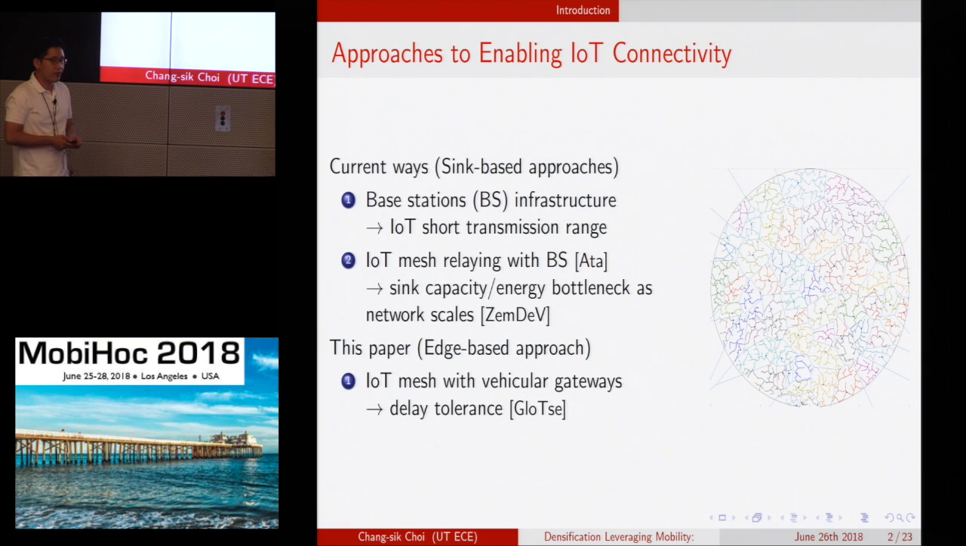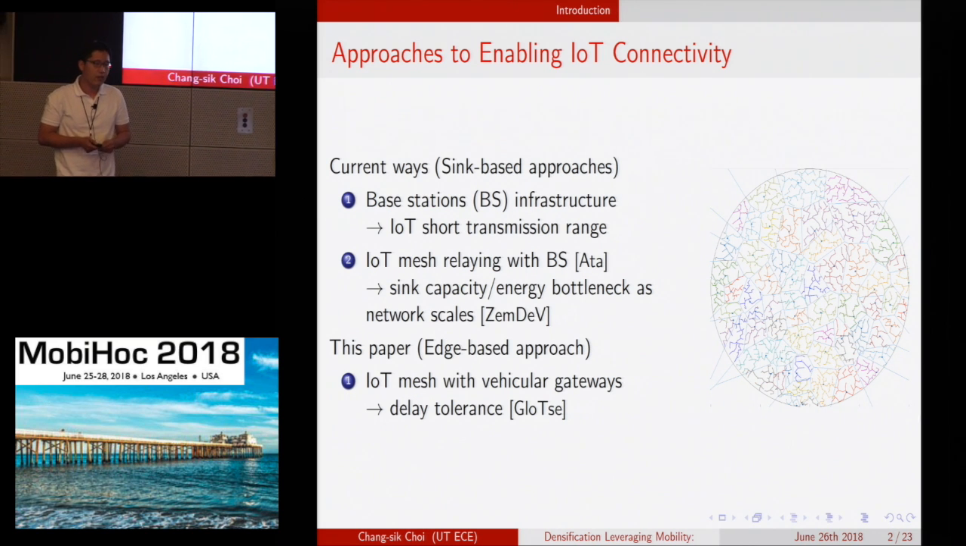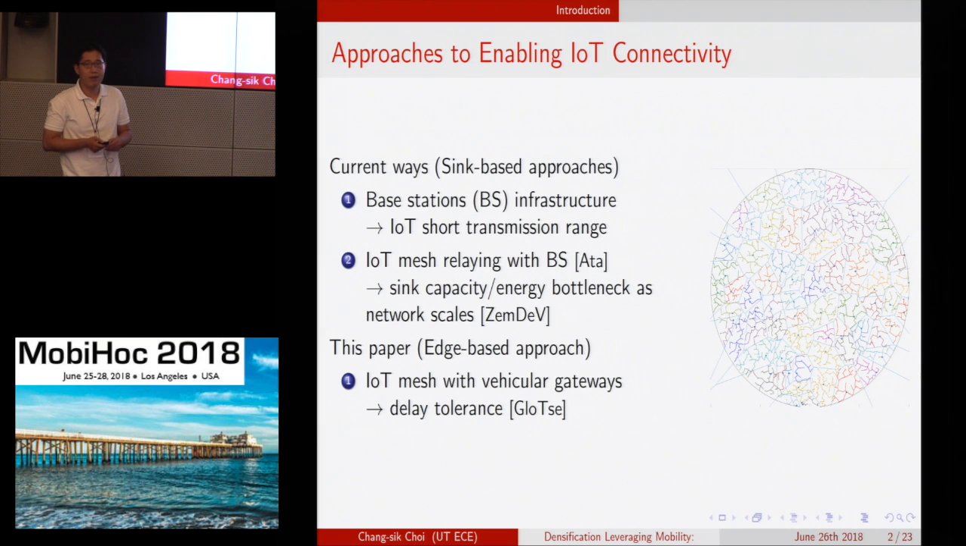We focused on the IoT network, and there are a few ways to enable large-scale connectivity of IoT devices. The first approach is to use base stations as infrastructure to connect IoT devices, where IoT devices are directly connected to the base stations. But if the IoT devices have short transmission range, this method is not optimal. The second approach is to use IoT mesh relay with base stations. Now the IoT devices are both sources and relays to relay the data. But as the network size increases, there is congestion around the base stations, which undermines the capacity.